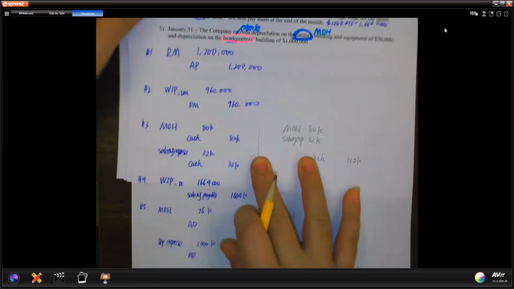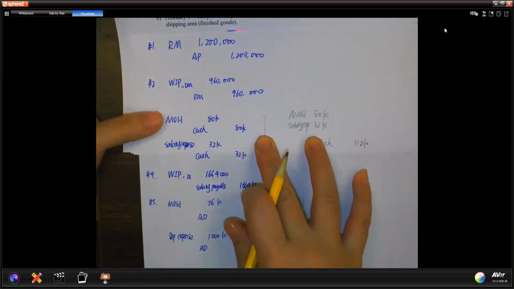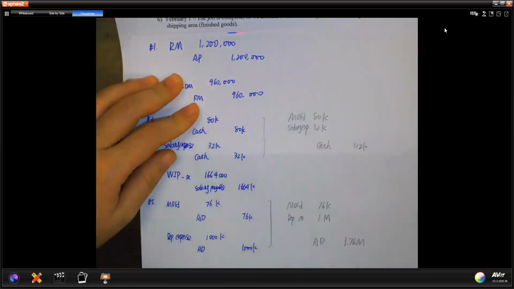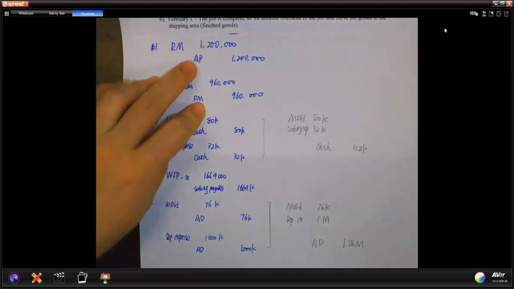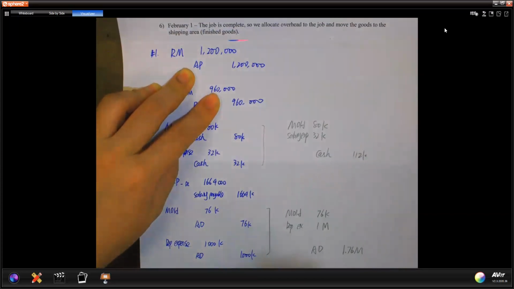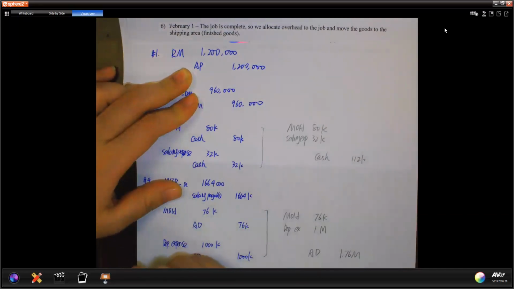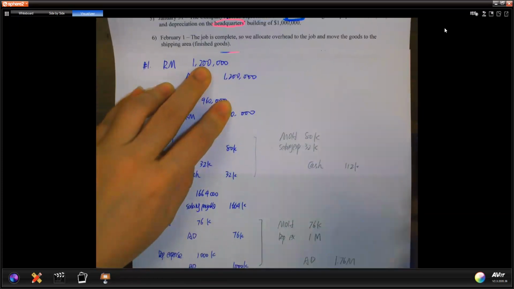Next one, question 6. So you finished, and then we allocate overhead, and then we put it to ready to be sold. It's one sentence, no number, but actually you have to do 2 journal entries. For question 6, there are 2 parts. First thing is you allocate manufacturing overhead to the job.